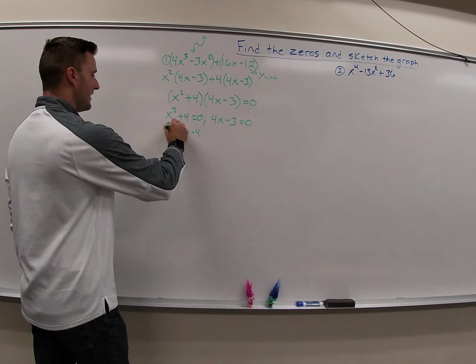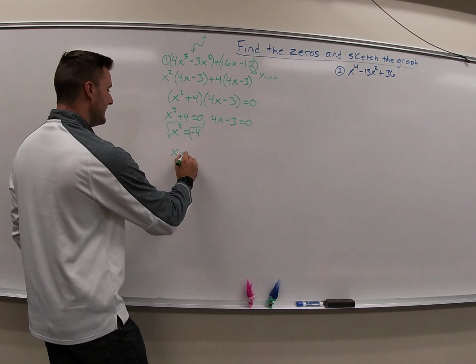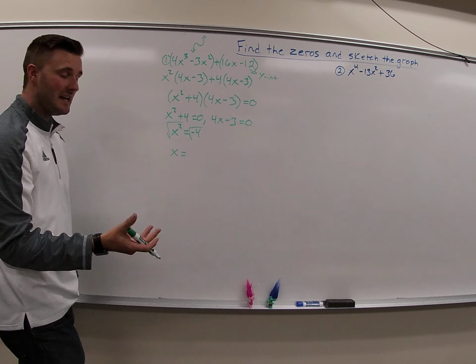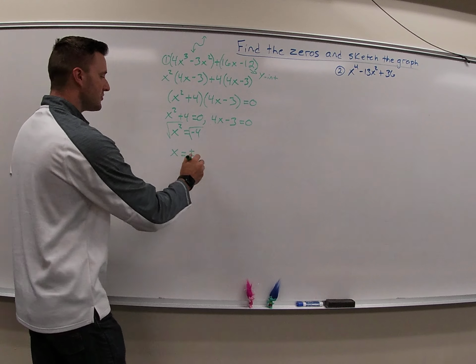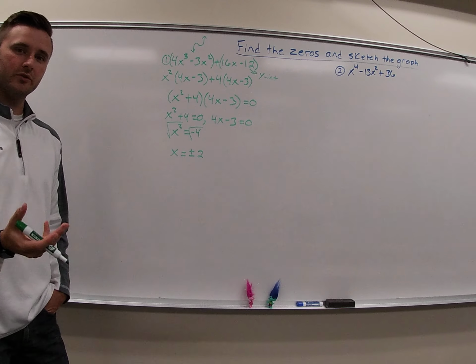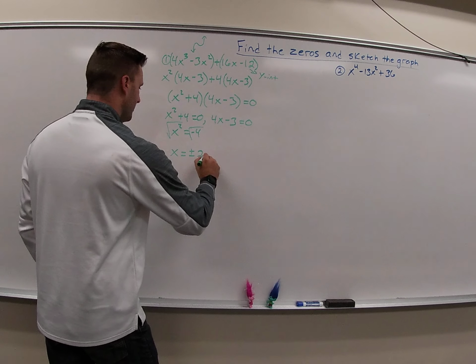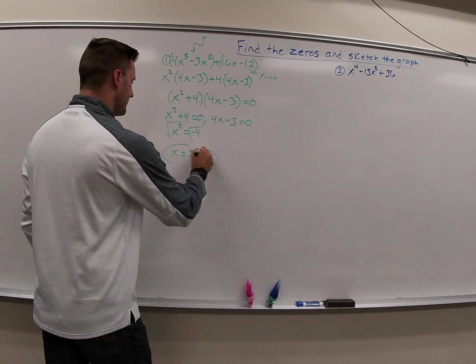How I undo a square is by taking the square root. So I'm left with x equals, remember, anytime we take the square root, we always do plus or minus. We know the square root of 4 is 2, but we cannot take the square root of a negative. So what happens is we get plus or minus 2i. And so this is our answer.